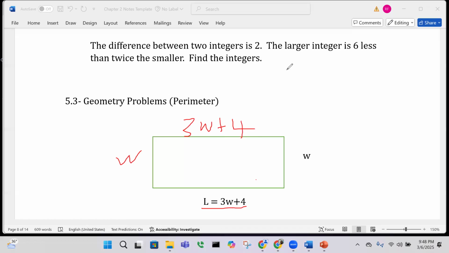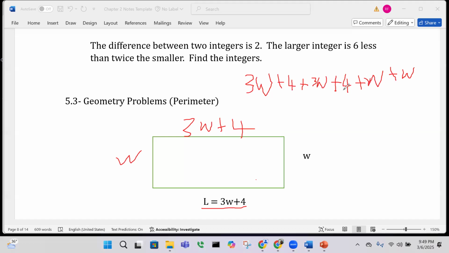So how do we add it up? The perimeter is 2 times the length. I can write 2 times the length, or I can just write out what 2 times means. 2 times a number means we add the number twice. Then we add W plus W.